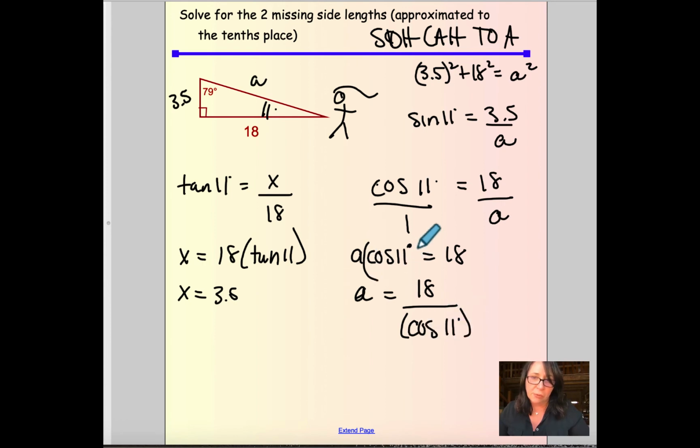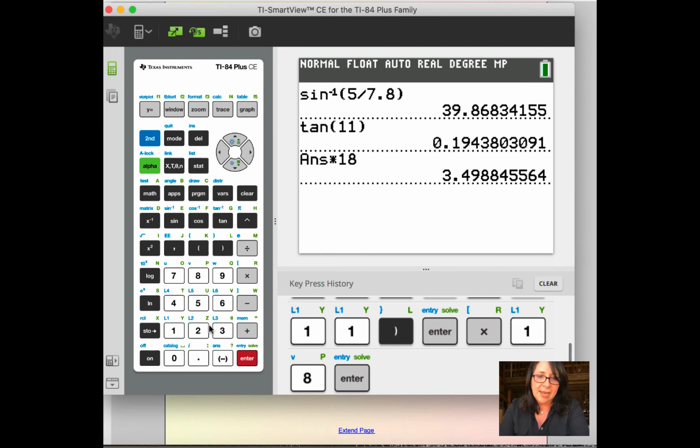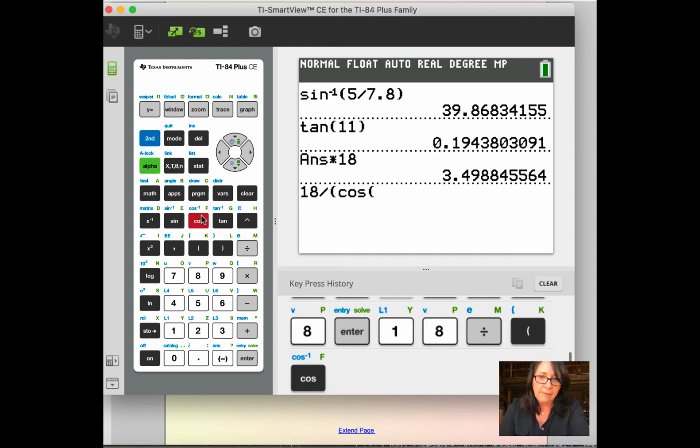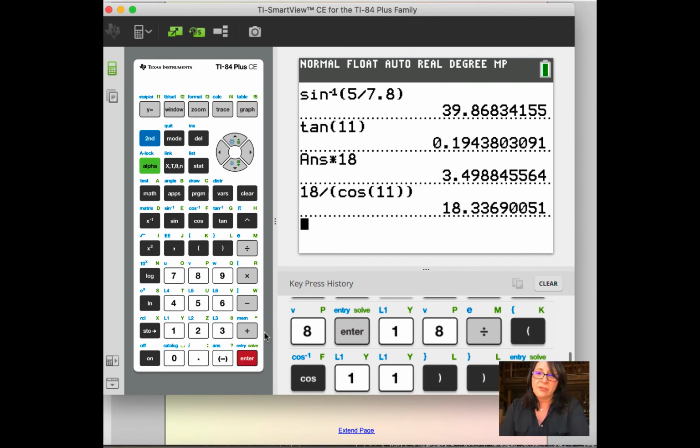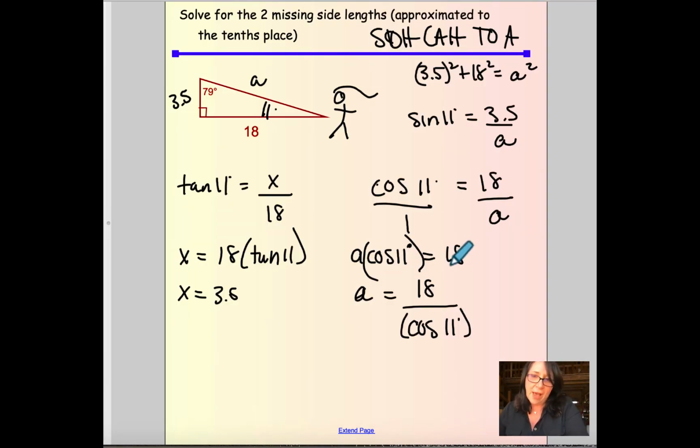Make sure that you use parentheses, because if not, your calculator is not going to like that. 18 divided by cosine 11. So let's do that. 18 divided by cosine, use parentheses, cosine of 11. Close the parentheses. I'm in degrees, enter. So that's like 18.3. So this value here is about 18.3.